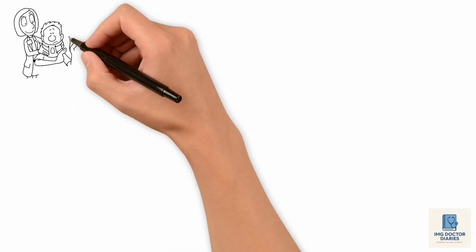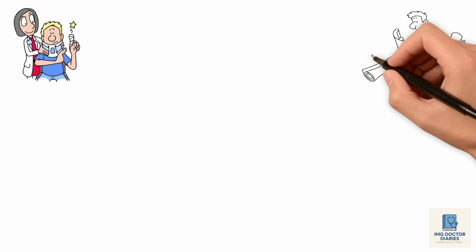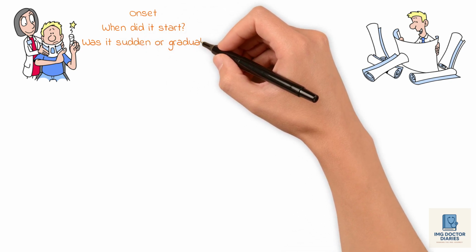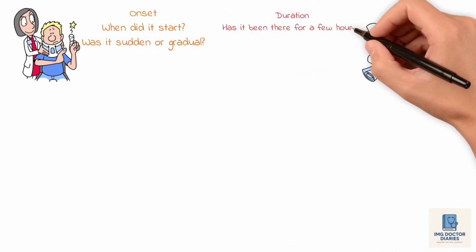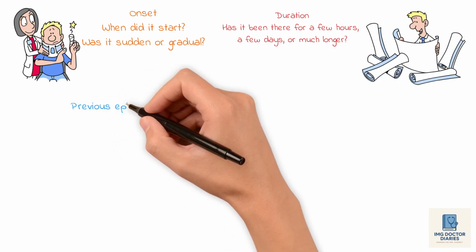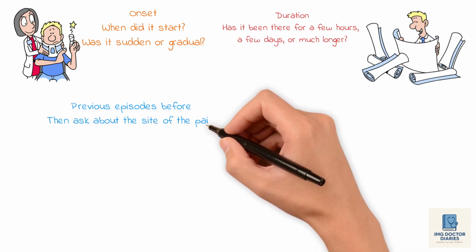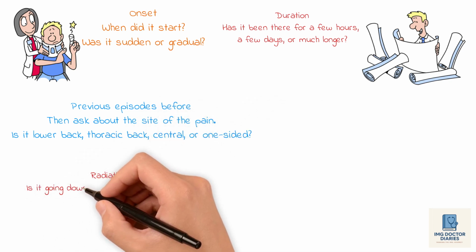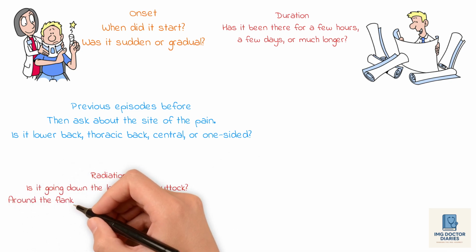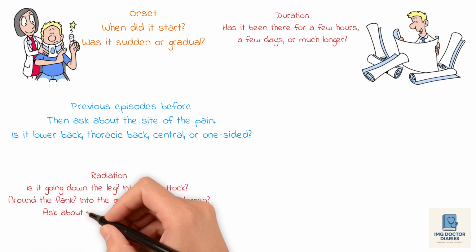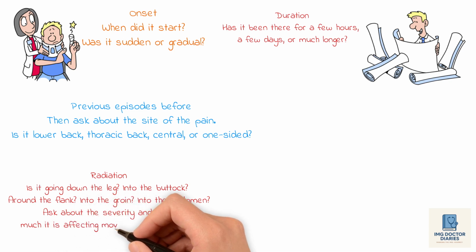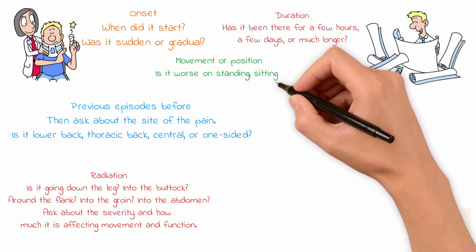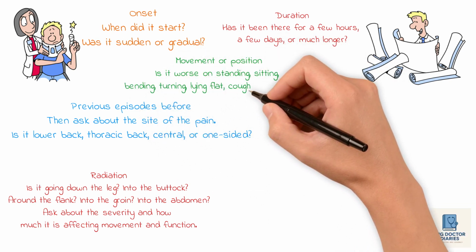If the patient is stable enough, a focused history is one of the first things that helps you narrow things down. Start with the onset. When did it start? Was it sudden or gradual? Then ask about the duration. Has it been there for a few hours, a few days, or much longer? Ask whether they have had previous episodes before. Then ask about the site of the pain. Is it lower back, thoracic back, central, or one-sided? Then ask about radiation. Is it going down the leg, into the buttock, around the flank, into the groin, into the abdomen? Ask about the severity and how much it is affecting movement and function. Then ask whether it is related to movement or position. Is it worse on standing, sitting, bending, turning, lying flat, coughing, or straining?